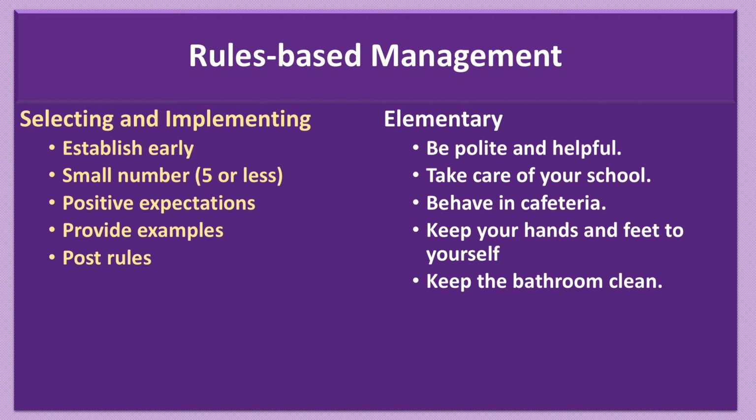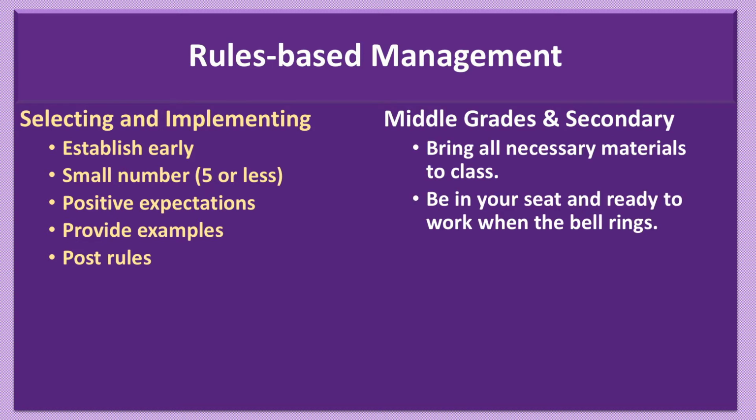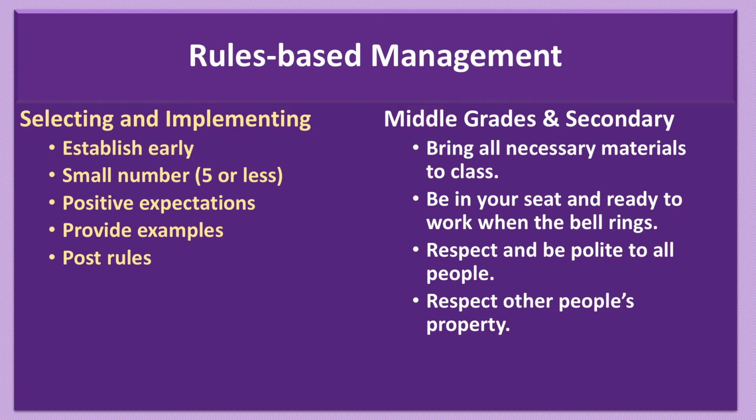Some examples of rules for middle grades and secondary classrooms might be bring all necessary materials to class, be in your seat and ready to work when the bell rings, respect and be polite to all people, and respect other people's property. Again, it is necessary to explicitly teach the rules and allow learners to practice and have feedback provided for both observing and not observing the rules.